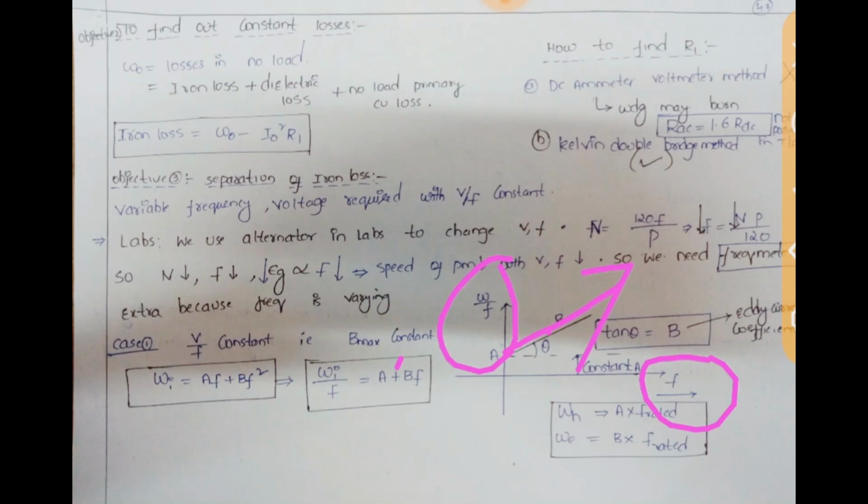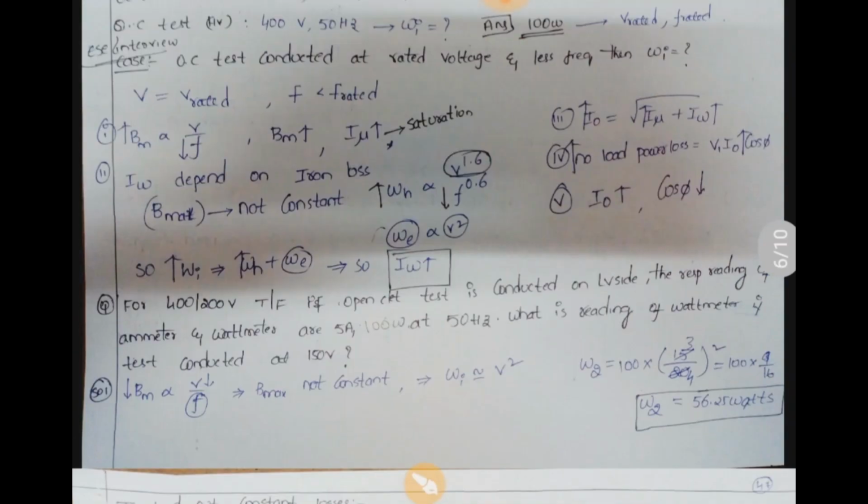So now the examiner may ask: what is the coefficient in the W by f versus f graph? That is the constant B of eddy current losses. It represents the constant coefficient of eddy current. Now I hope you see how I drew this. This is a straight line equation with y-intercept as A and slope as B. Now you move ahead.